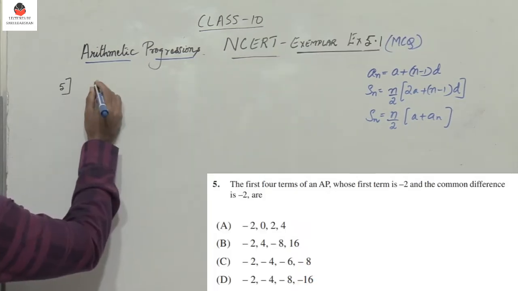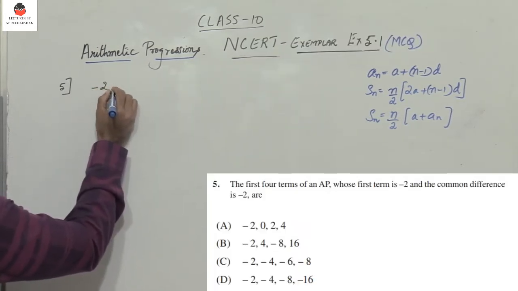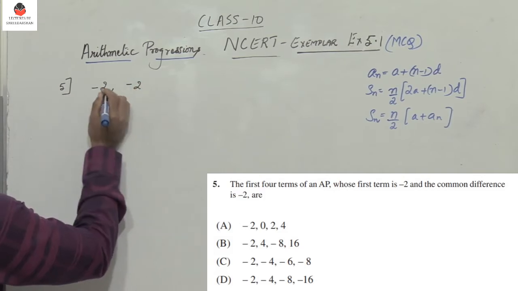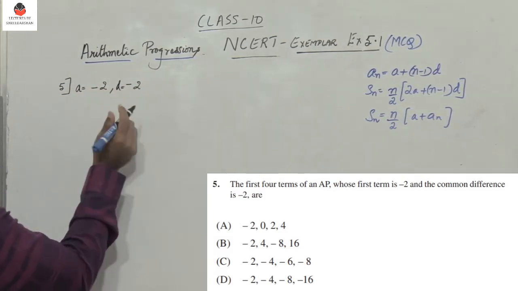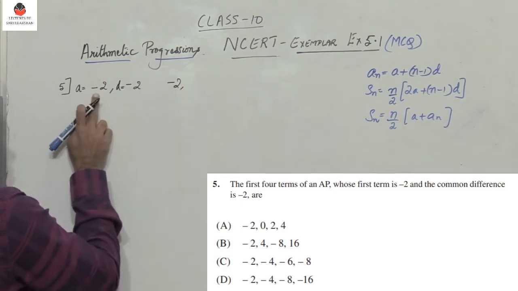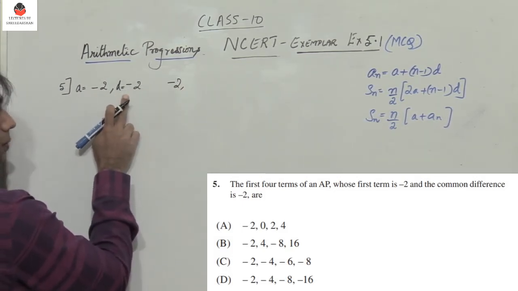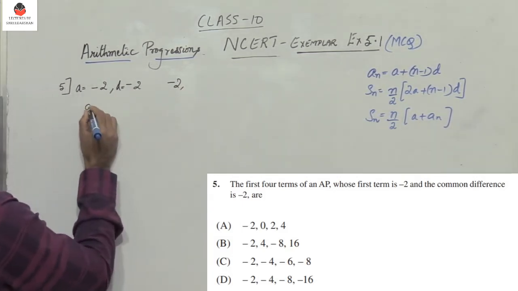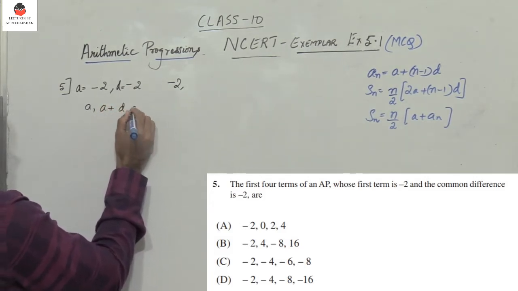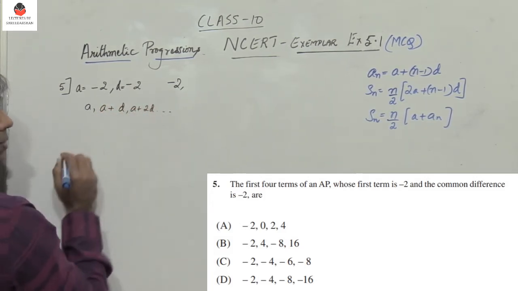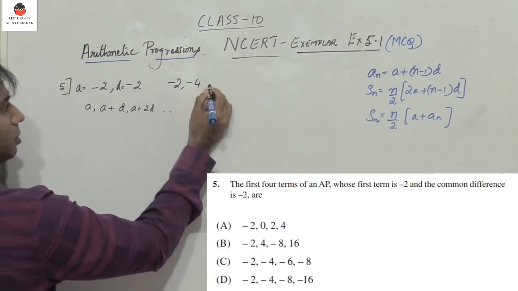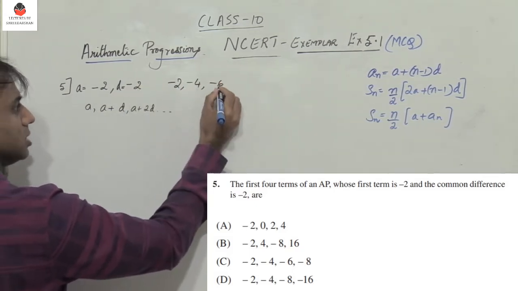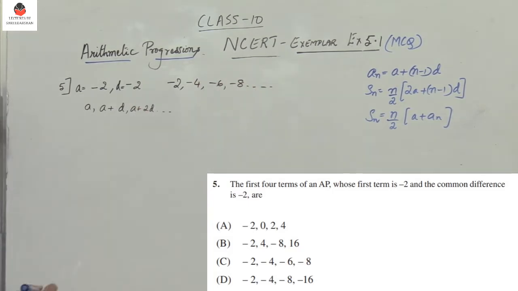The first 4 terms of an arithmetic progression whose first term is minus 2 and the common difference is minus 2. So a equals minus 2, d equals minus 2. Right? So the first term is a, and then you have a plus d, a plus 2d, and so on. So minus 2 plus minus 2 gives me minus 4. Minus 4 plus of minus 2 gives me minus 6, and then minus 8, and so on. Right? So the right option is C.